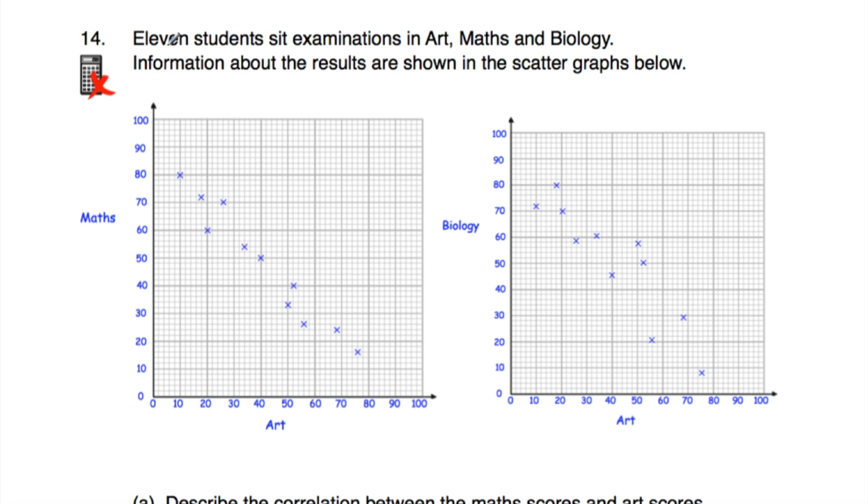So question number 14 says 11 students sit exams in art, maths and biology, and the information about the results are shown in the scatter graphs below. So as you can see here, in terms of the art exam and the maths exam, we've got a negative correlation. As the art score increases, the maths score is decreasing. That's a negative correlation. In terms of the biology exam and the art exam, as the art scores are going up, the biology results are going down as well. So that's a negative correlation. So we've got a negative correlation and a negative correlation.